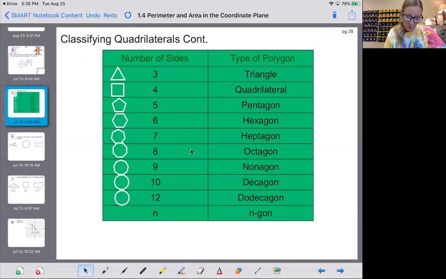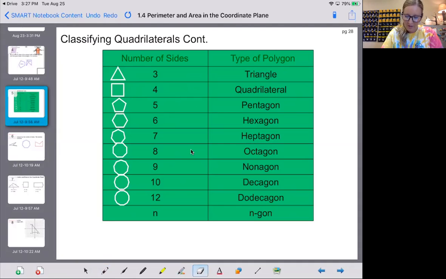Okay, so the first one we have here, number of sides, has 3 sides. That's called a triangle. I'm hoping you remember that one. Number of sides being 4. So yes, that could be a square, but it could be other things, right? Like it could be a rectangle, could be a rhombus, right? So we want to call that a quadrilateral because there are more than just squares that have 4 sides. So a 4-sided shape is a quadrilateral.